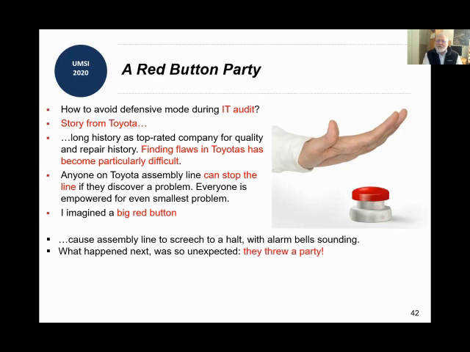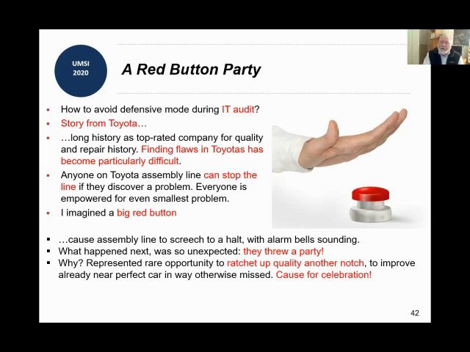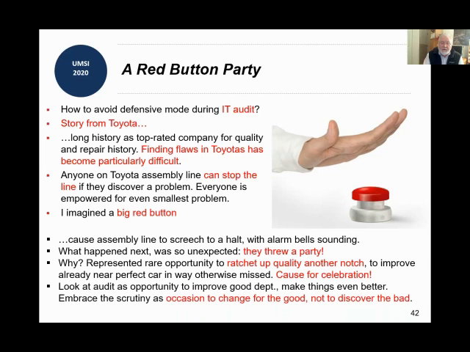But what happened next was the surprise. They threw a party. And you say, well, wait a minute, they discovered a problem, they stopped the assembly line, which stopped production, and then they threw a party. Why? Well, it represented a rare opportunity that they could improve the quality yet another notch. And so they could take a near perfect car, and in ways that they may have missed otherwise, they could up the quality yet again, which was, in fact, cause for celebration.